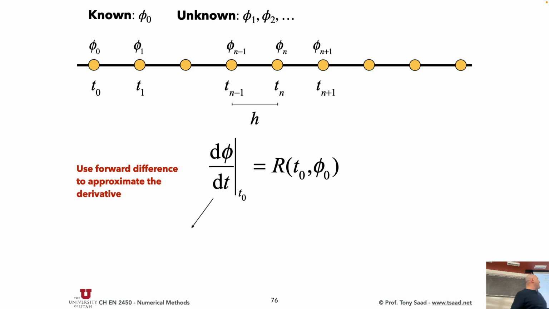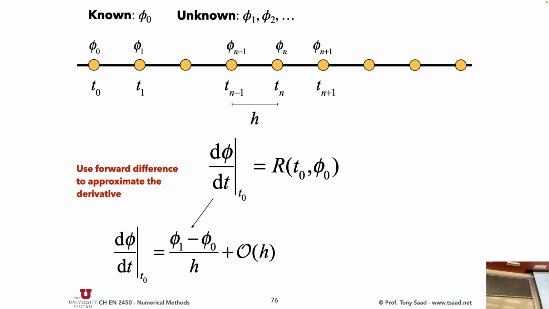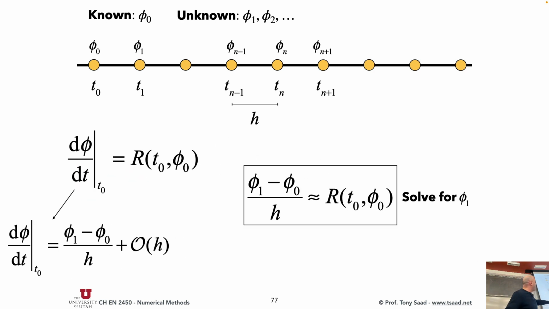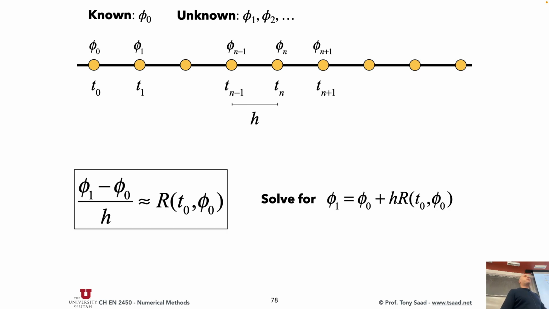Okay? So that means that dφ/dt at t0 with the forward difference formula is (φ1 − φ0) over h, or Δt, that spacing between φ0 and φ1, plus some error, right? So now we're going to take that approximation and plug it in up there. So we get (φ1 − φ0) over h equals r at t0 and φ0. Now we know t0, we know φ0, we know r, we know how to evaluate this, we know h. We can solve for φ1. That's it. That's all that this method is doing.